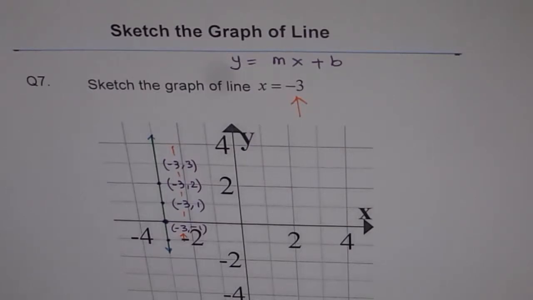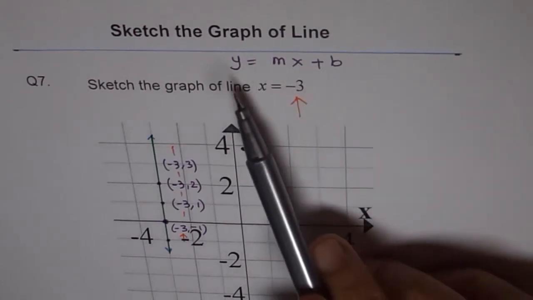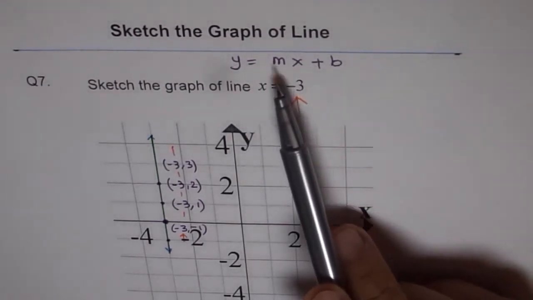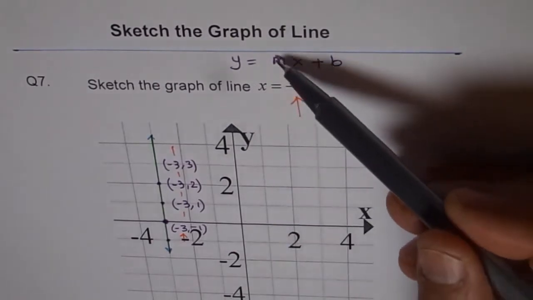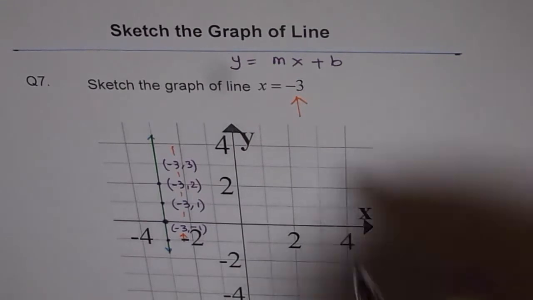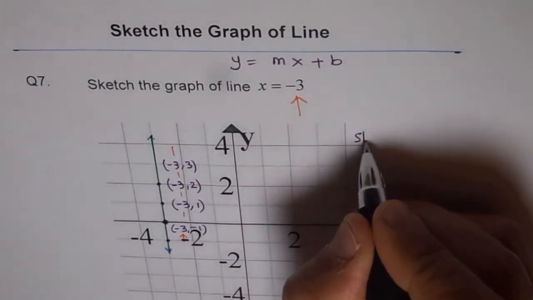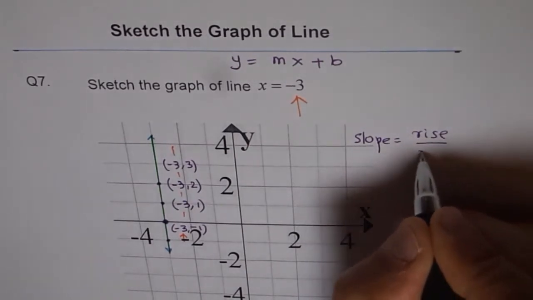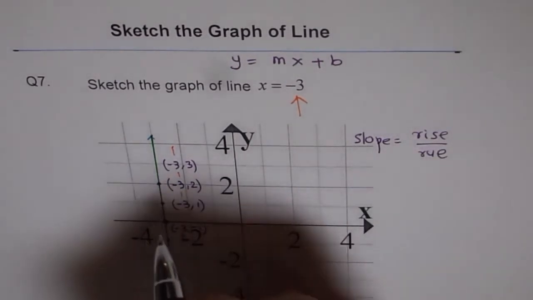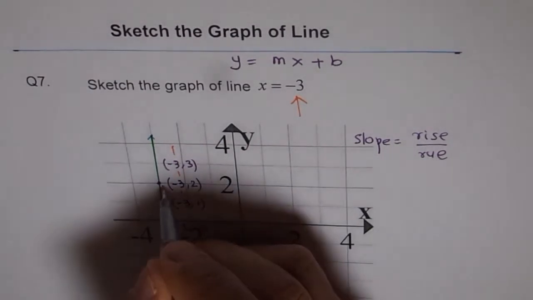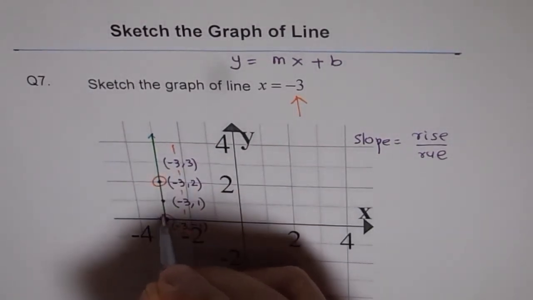Now the second part of this is to see why it cannot be written as y equals mx plus b. Now in mx, m is the slope. So what is the slope of this vertical line? Well, as you know, slope is rise over run, correct? Now let's take any two points. So let's take these two points. Let's take a point here and a point here.